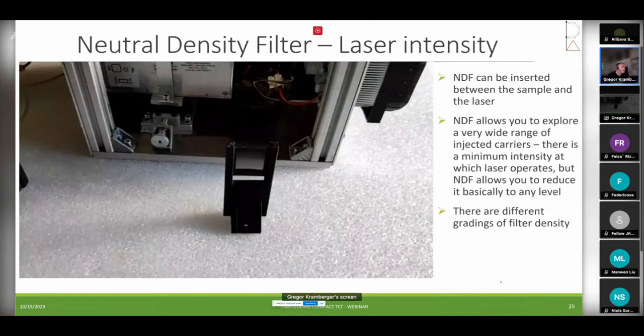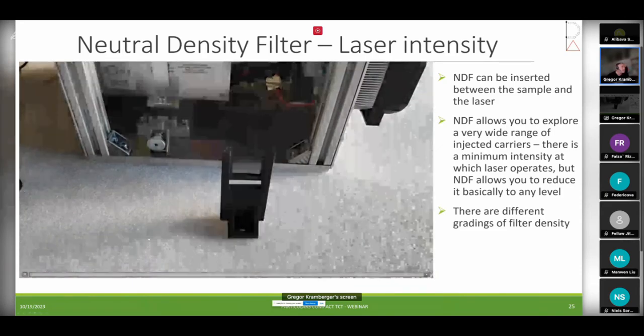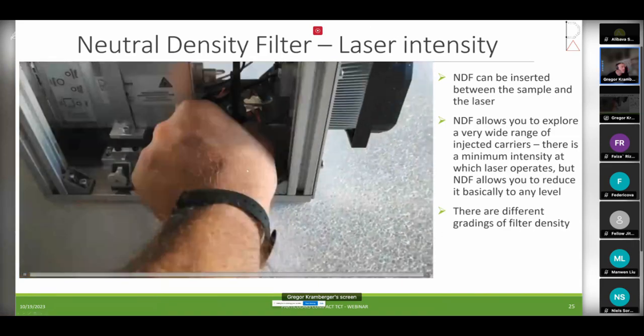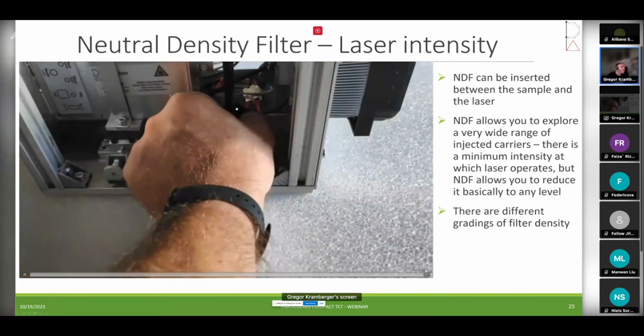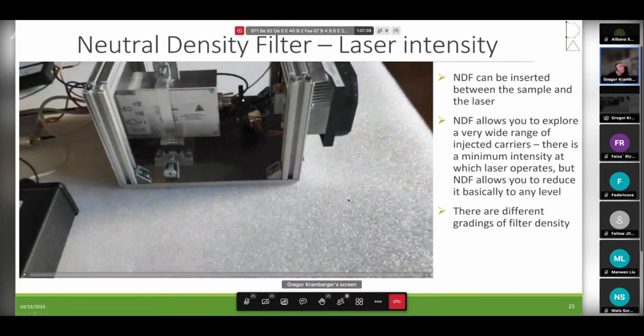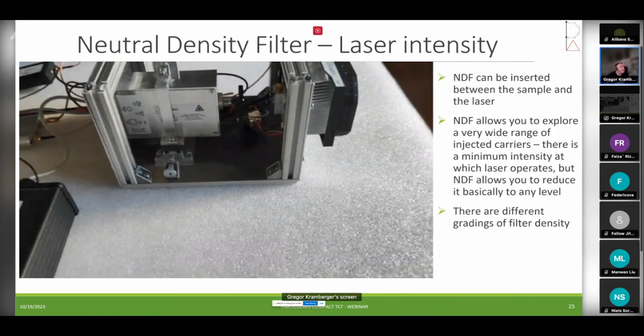Okay, so let me come to the filter. Like I said, this is the filter, which has multiple gratings. You can use anything you like. So in theory, you can get with the system to few photons, basically. You set the laser to an intensity which is very low, and then you can use additional filters to come to almost single photon level.